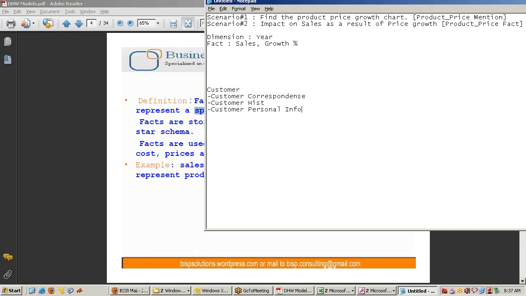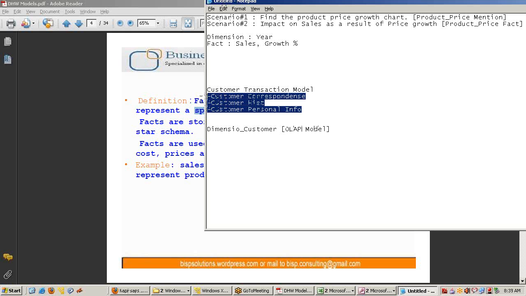Because of the transactional model. Whereas if I design a dimension model, customer should be stored in a single table. So we have a customer dimension, dim underscore customer. It's an OLAP model. In simple words, we are denormalizing all this information into a single table.